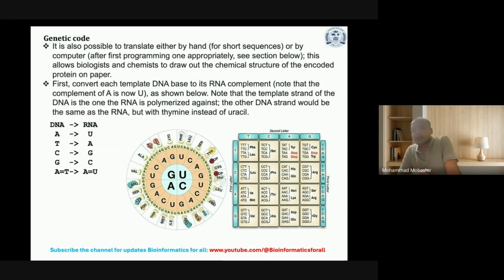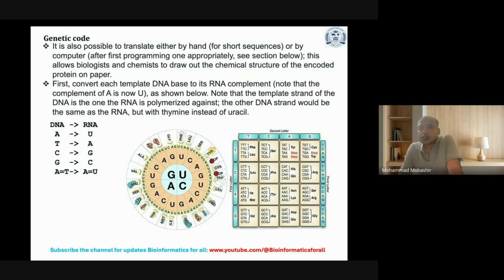And thus, another most important thing, as I mentioned in the beginning of today's lecture, is that you need to understand the codon map or chart. If you understand these codon maps clearly, you will be able to easily understand the realities of molecular biology. The genetic code can be translated either by hand or by computer. This allows biologists and chemists to draw out the chemical structure of the encoded protein on paper.